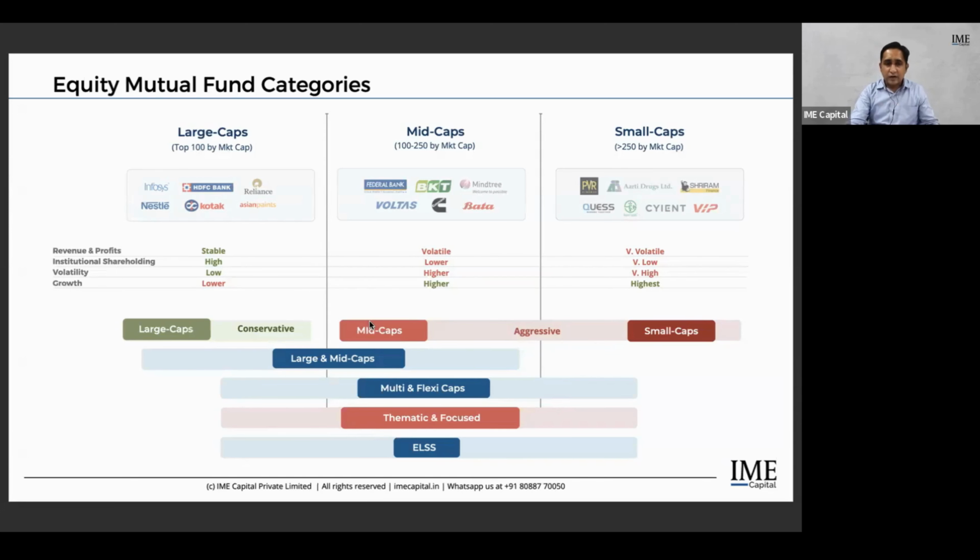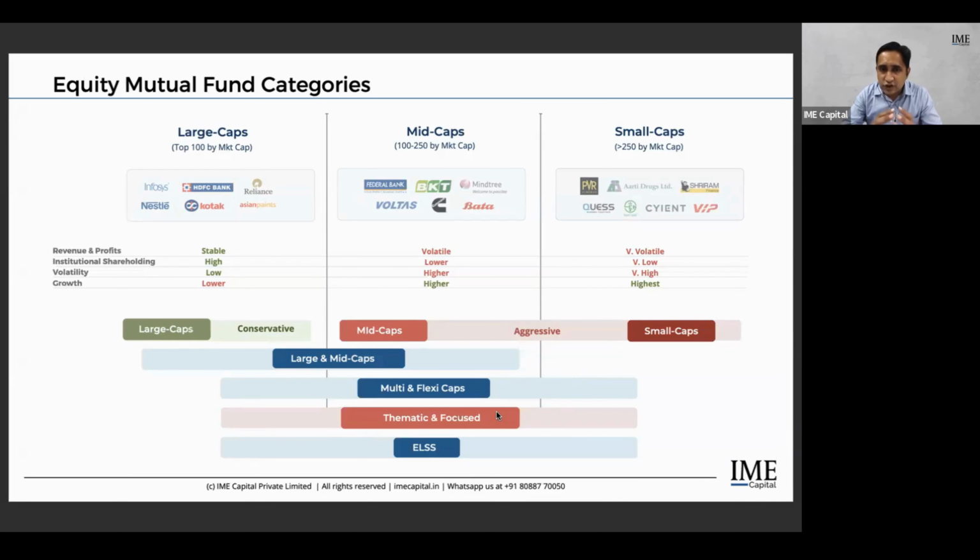Now, what happens is that your more conservative investors may be more aligned towards large cap. You have multi classes, large and mid caps, multi caps, flexi caps. These categories basically give you a combination of large, mid, and small in your portfolio. And you have pure mid cap and pure small cap funds, which may be suited more for aggressive investors, as well as thematic and focus funds, which again may be more suited for more aggressive investors.